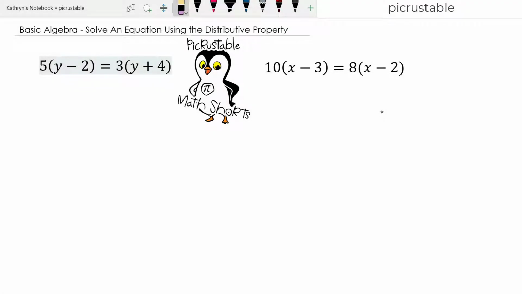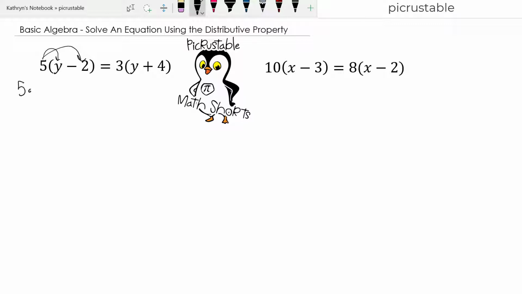Basic algebra. Solve an equation using the distributive property. Let's look at the first one. Now, anytime I have a number right next to a parentheses, that tells me that I'm going to multiply. So in this one, I know that I'm going to take 5 times everything in the parentheses, and that's the distributive property. So what's that going to look like?